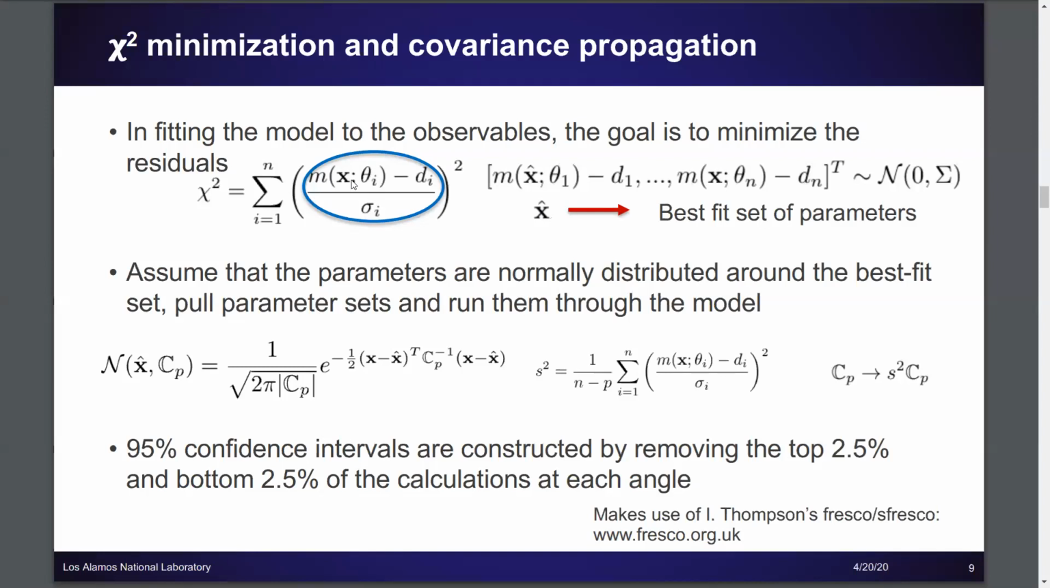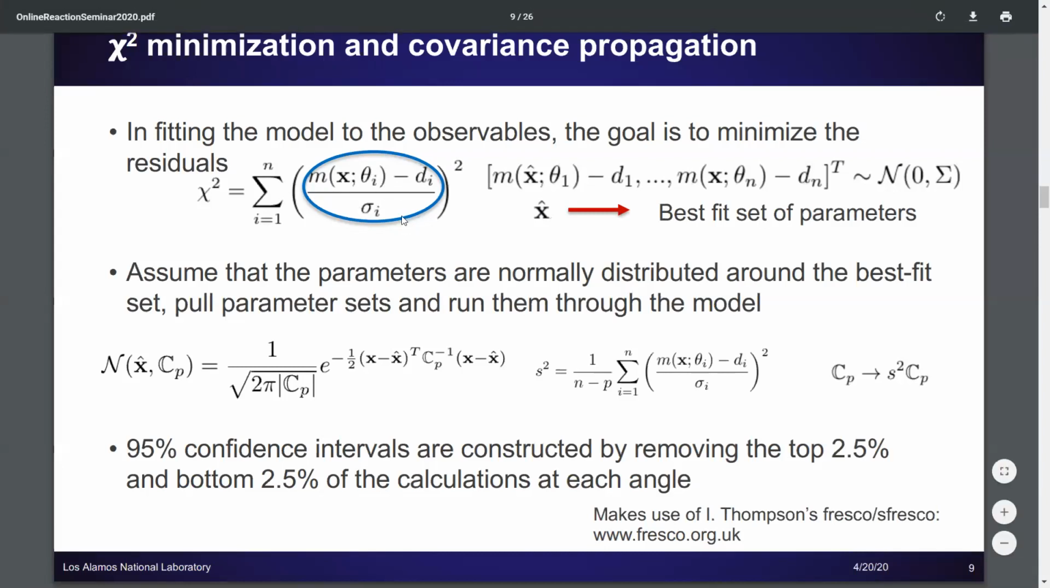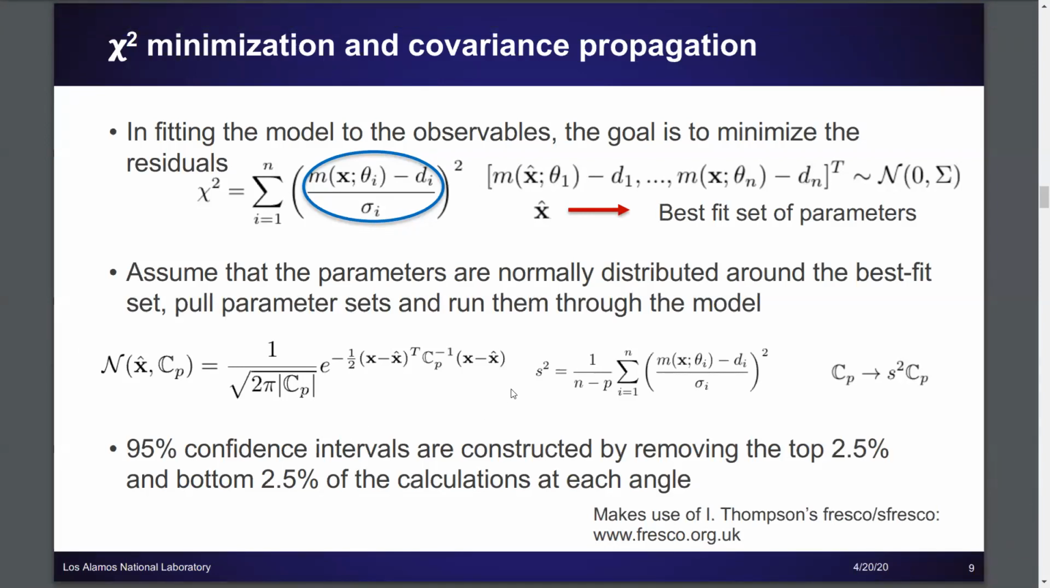So you're trying to minimize the residuals between your model and the data, weighted by typically an experimental uncertainty. One of the assumptions that goes into the standard chi-square minimization is that the model residuals are normally distributed, with a variance of the experimental uncertainty, but also that the resulting parameter space distribution is normally distributed about the best fit set of parameters.